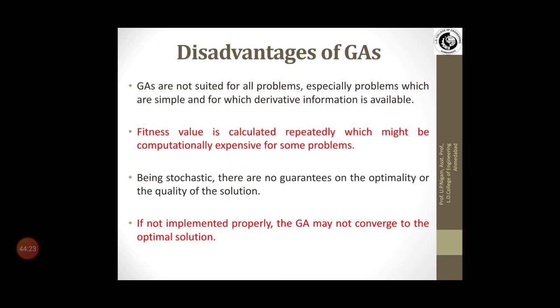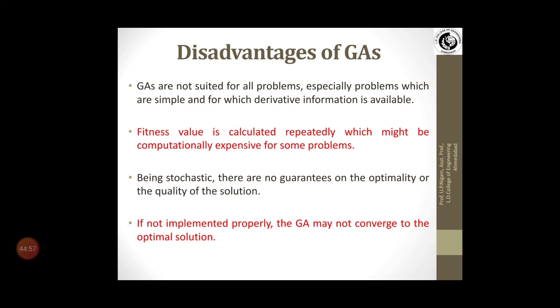And these are the disadvantages of GAs. The pros or cons of a particular thing are always there. GAs are not suited for all problems, such as simple ones for which derivative information is available. You cannot use them there, because a deterministic approach is available. The fitness function is calculated repeatedly, which might be computationally expensive for some problems, or the particular fitness function is not suiting the problem and you are evaluating based on that fitness function. That is also a disadvantage. So you need to be careful about the fitness function or objective function.